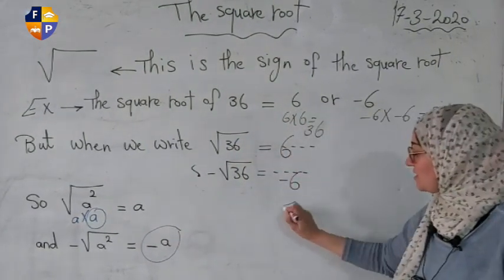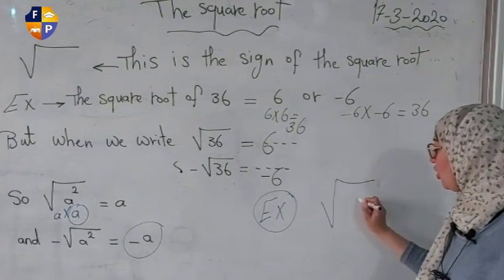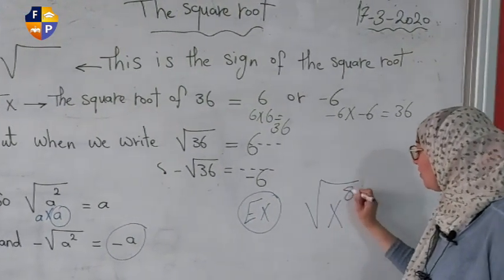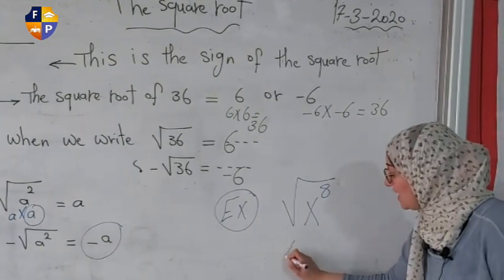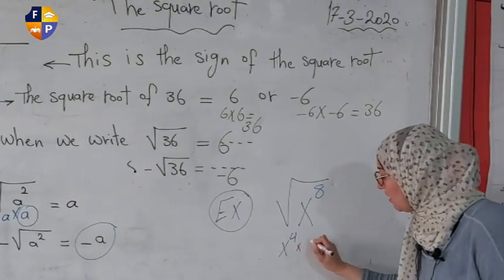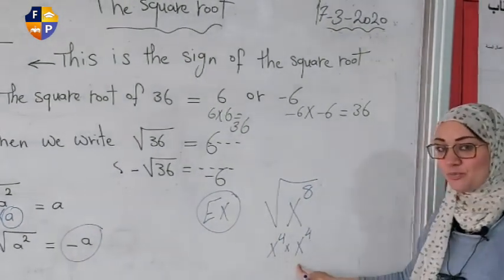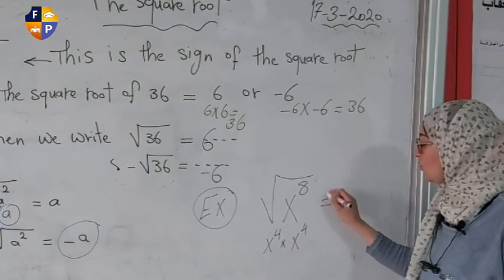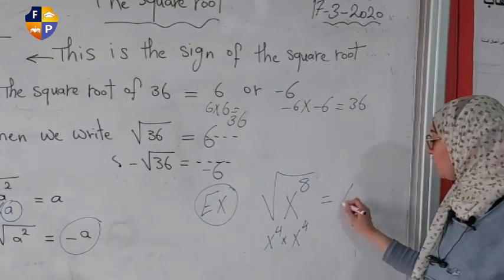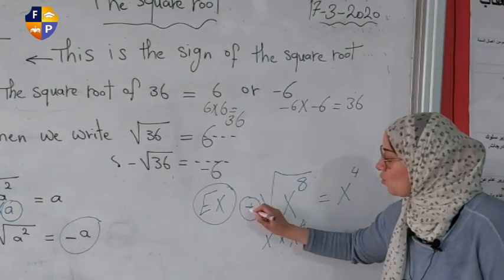Okay, as another example, the square root of x power 8. X power 8 equals x power 4 multiplied by x power 4. When we multiply like algebraic terms, we add the powers. Okay, so the square root of x power 8 equals x power 4, the positive one.